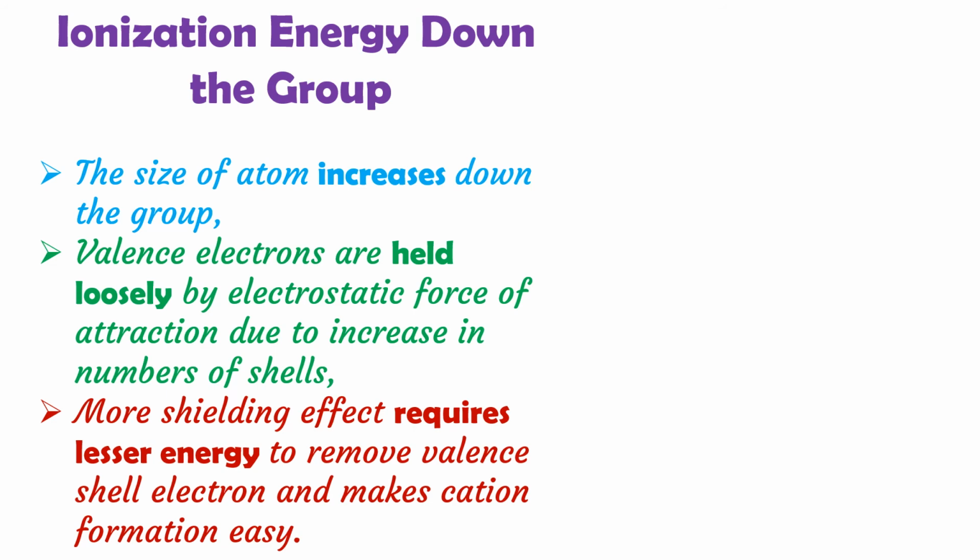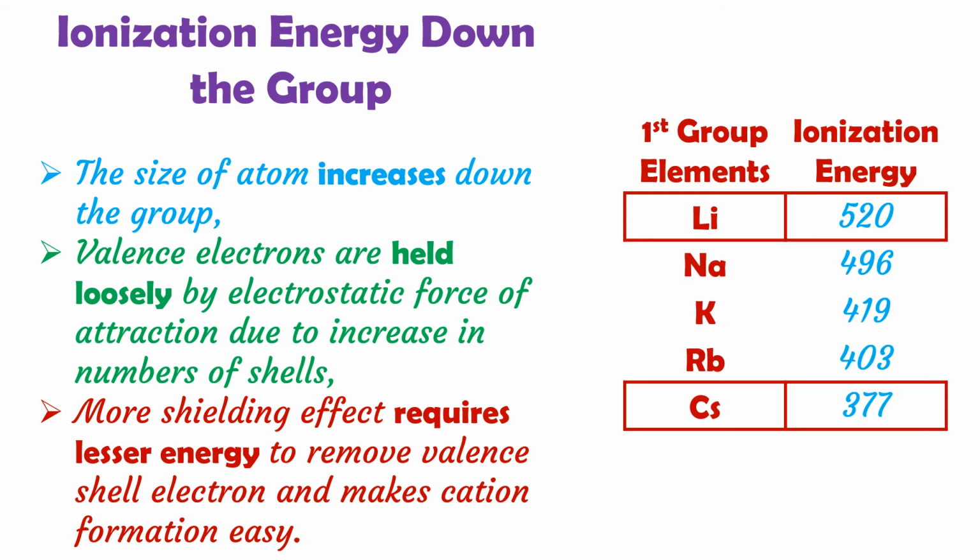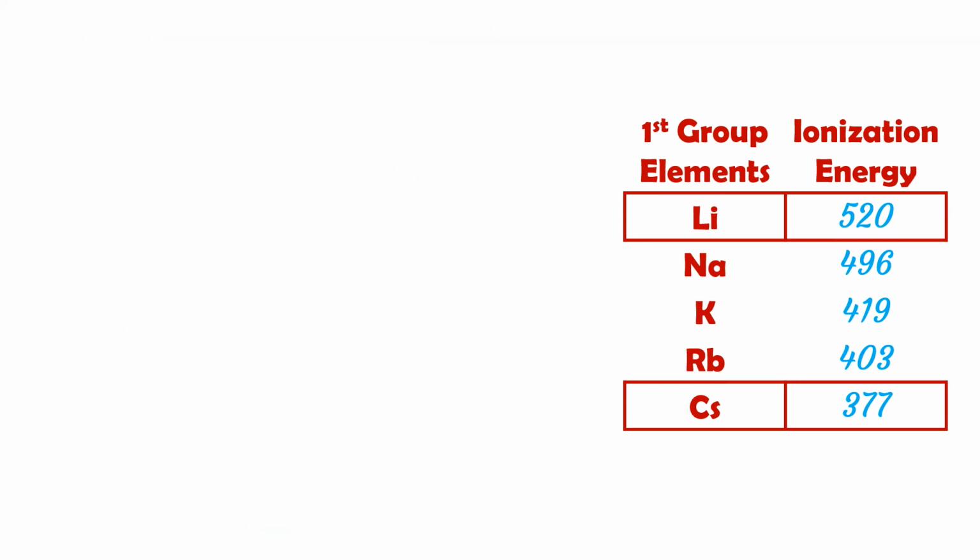and make cation formation. For example, when we study the ionization energy of first group elements from lithium to cesium, lithium requires 520 kJ per mole, while cesium, which is bigger in size, requires only 377 kJ per mole. The question is, why does cesium require little energy to release its one valence electron?